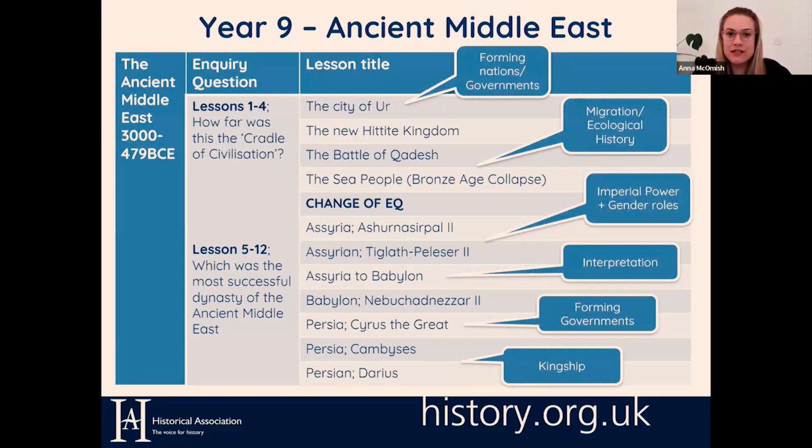This scheme of work directly relates to the GCSE. And off the back of Stephen Bourke's book, I was interested in this idea of the ancient Middle East as the cradle of civilization. And I wanted to look at topics that could challenge that idea and get kids to understand and adapt to that notion. So we do the city, which is forming nations and governments, which by this point, students can reflect on government forming from year 7, wars and government forming, empires forming as part of year 8. The Sea Peoples, the Bronze Age collapse lesson is brilliant.